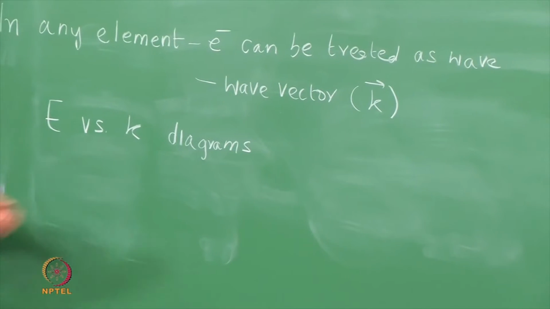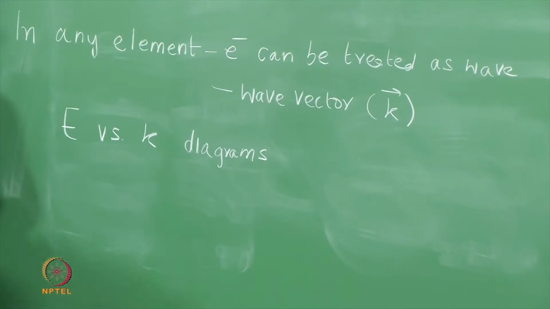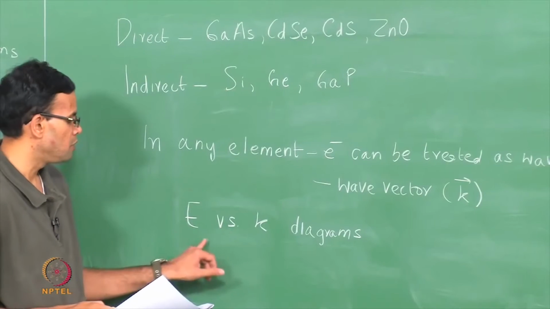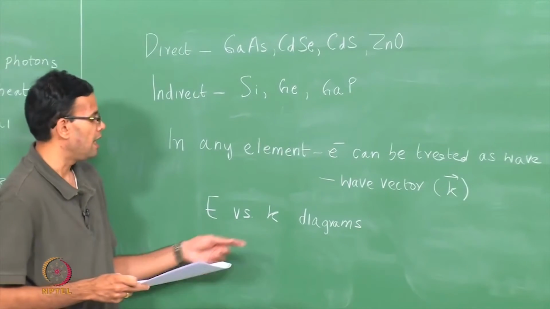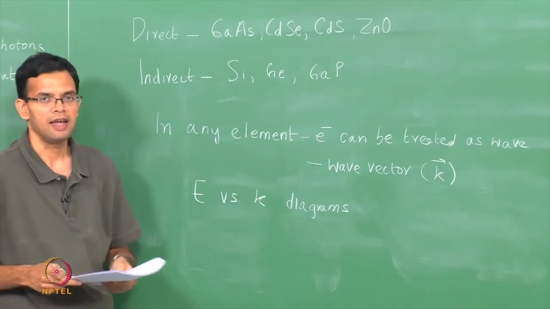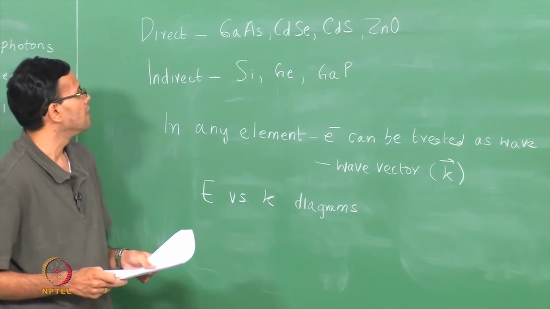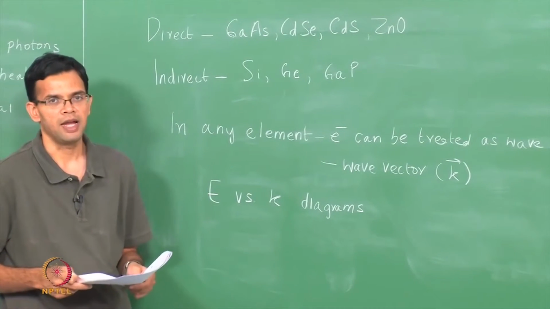So, the difference between direct and indirect band gap semiconductors is the difference between how their E versus k diagrams look. So, let us look at an example of silicon, which is an indirect band gap semiconductor, and then gallium arsenide, which is a direct band gap semiconductor.